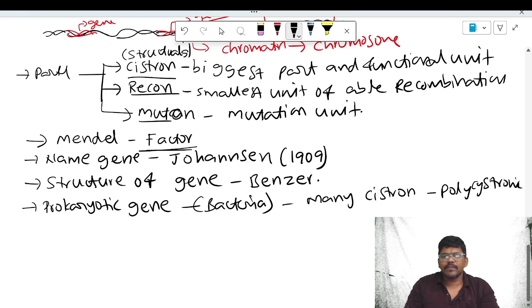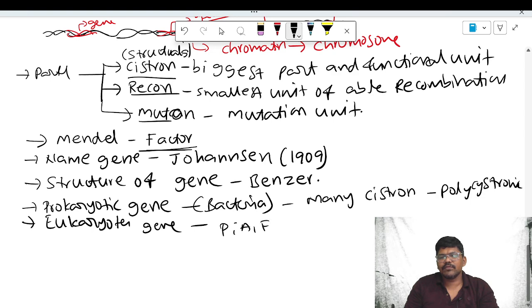Polycistronic gene. Then, if you observe the eukaryotes, the gene present in the eukaryotes. Examples of eukaryotes: plants, animals, fungi, algae. Except bacteria, cyanobacteria, mycoplasma, and the archaebacteria, the remaining all are eukaryotic genes.